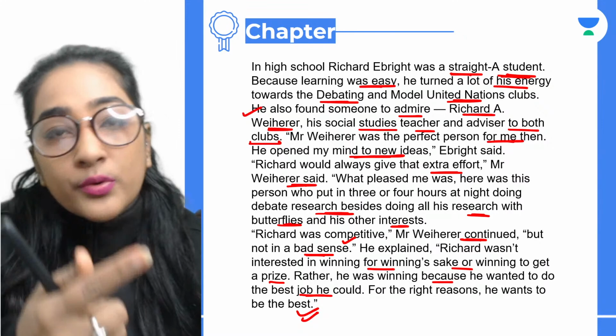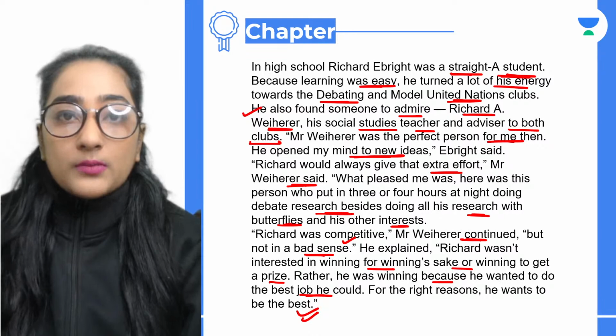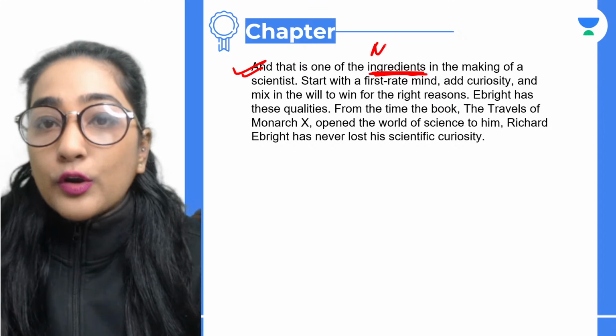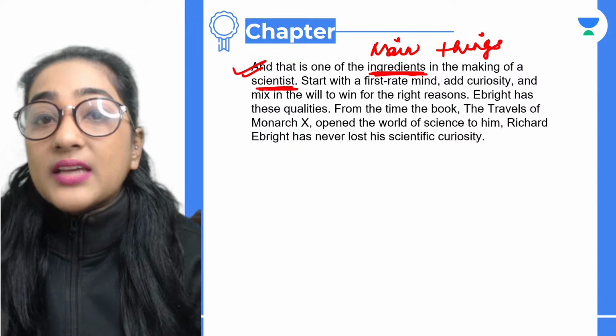He was curious why this, why that, and not because of the fact that he just wanted a trophy for himself. All right, and that is one of the ingredients. That means that is one of the main components in the making of a scientist. That is what is needed.